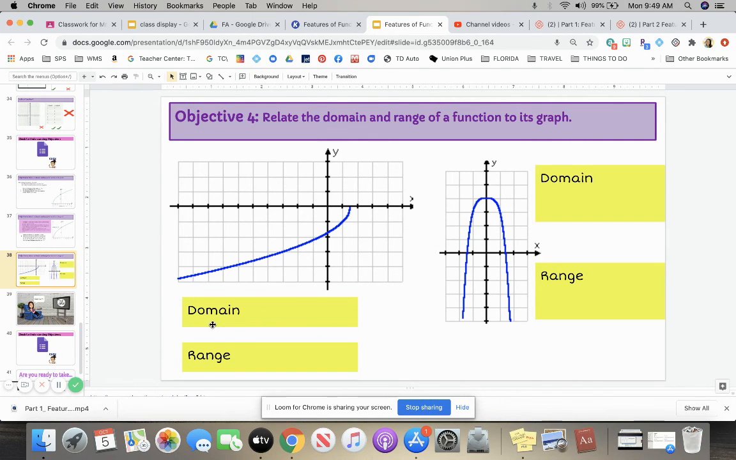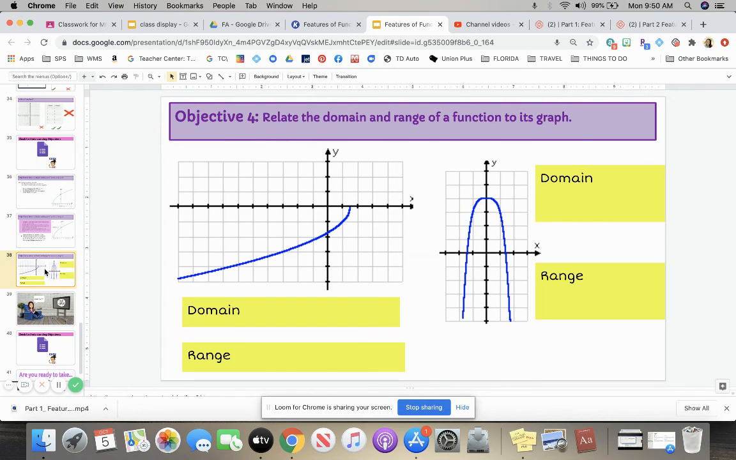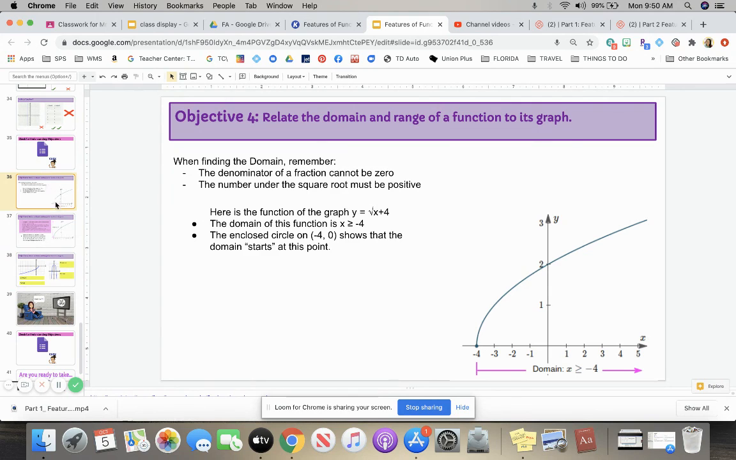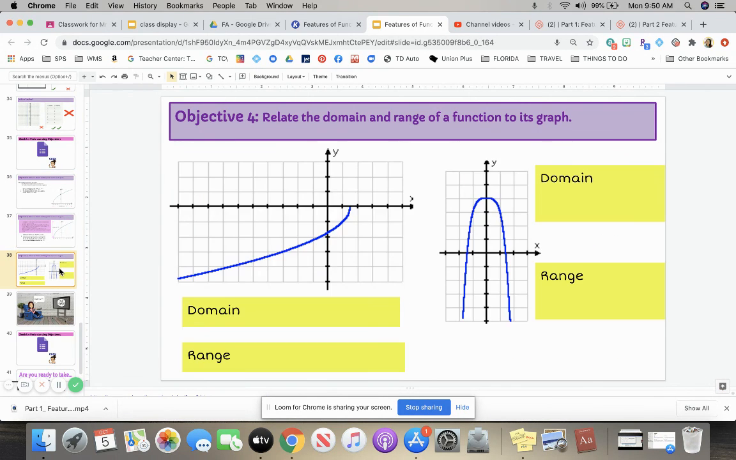Okay, so here I'm going to have you practice writing the domain and your range, just like we were doing here. Okay. This is our domain example, and this is our range example. So you can practice writing those on here.